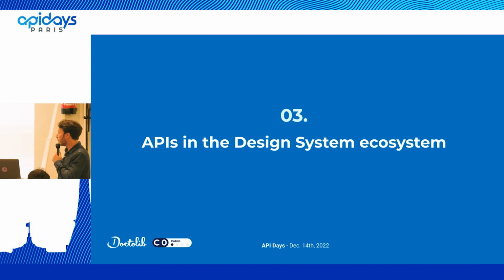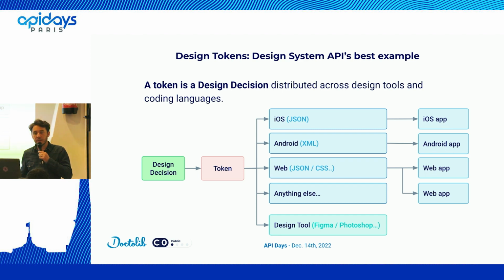So let's talk a bit about APIs and design systems. I can't talk of APIs in the design system world without speaking of tokens. A token is a design decision. Basically, for instance, our corporate color is this hexadecimal blue. This decision is transferred into a token, and this token can be formatted and distributed on any platform. Could be iOS, could be Android, could be web, of course, or any tool like Figma or Photoshop. Design tool, I mean.